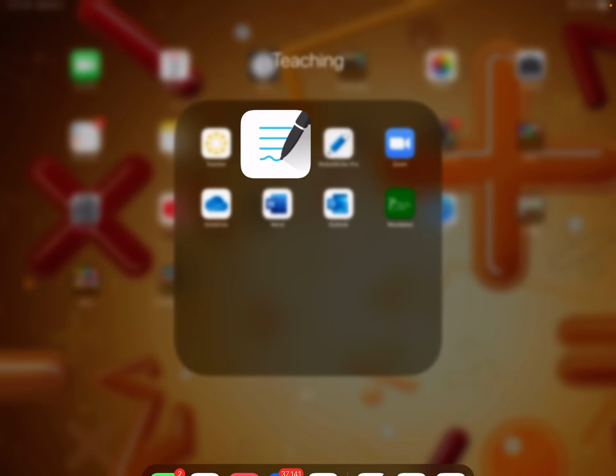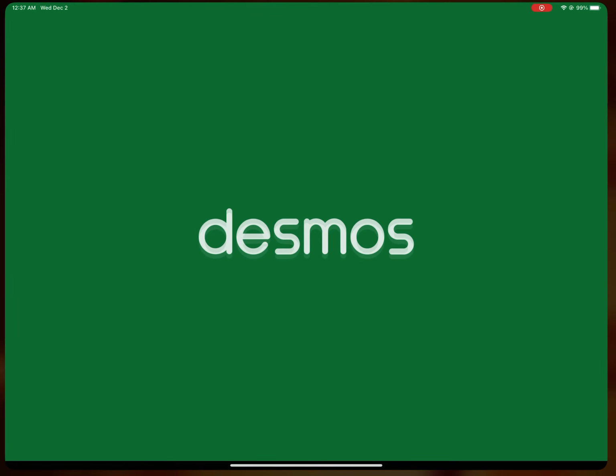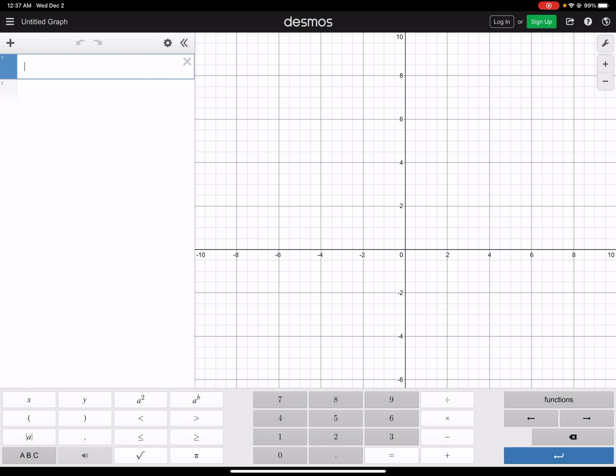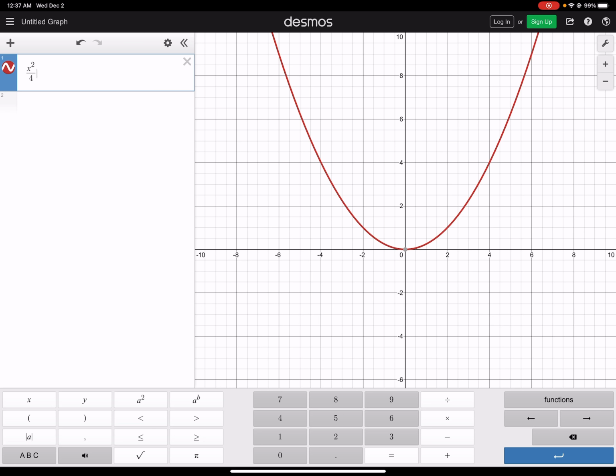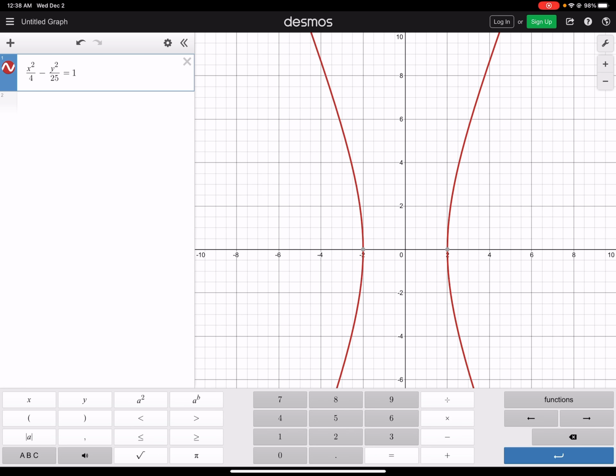So, if I open Desmos, and we had this, we had x squared divided by 4 minus y squared divided by 25 equals 1. So there is the graph that we get.